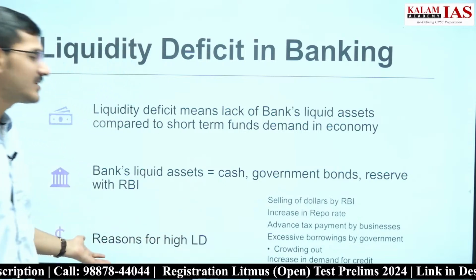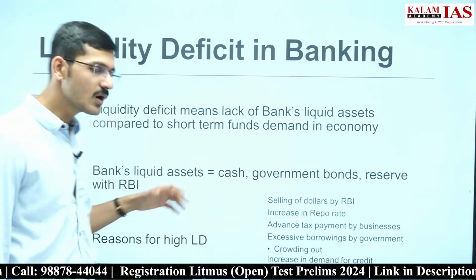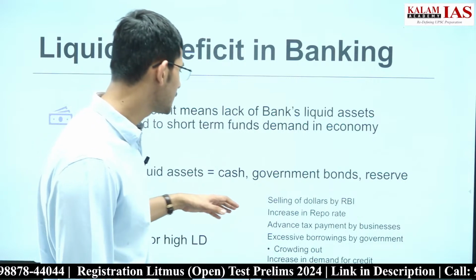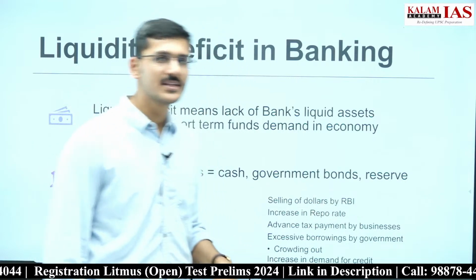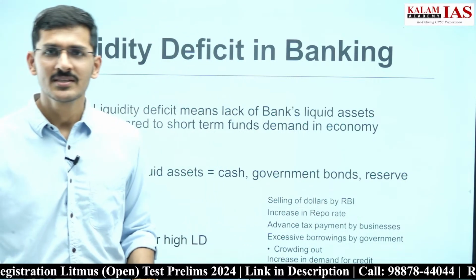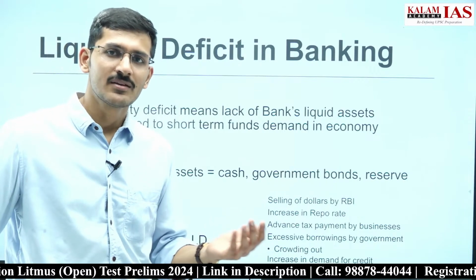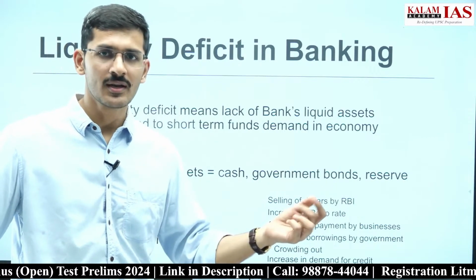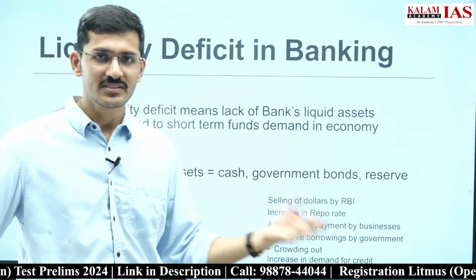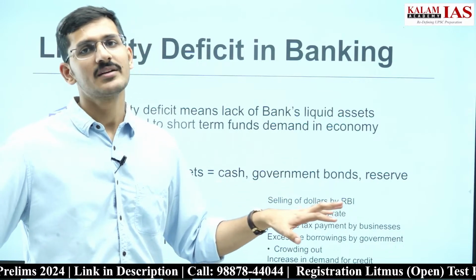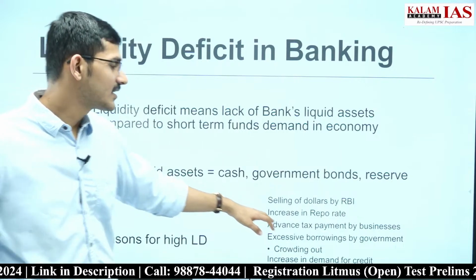Now, what are the reasons for high liquidity deficit? One is selling of dollars by the RBI. When the RBI sells dollars, then RBI will receive money. I am selling dollars, then I will receive money, and if I receive money, then the liquidity in the market will reduce. Other is increase in repo rate.